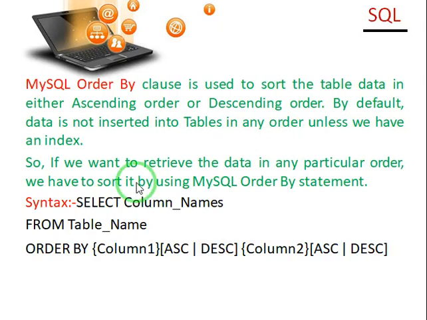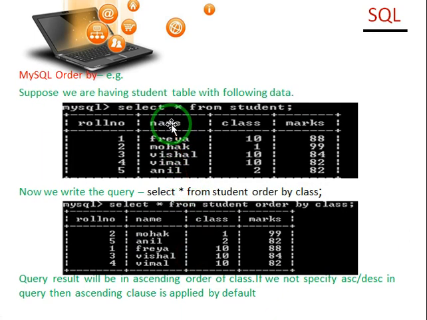The MySQL ORDER BY clause is used to sort the data in ascending or descending order. So: SELECT column_name FROM table_name ORDER BY column ASC or DESC. So this is an example.